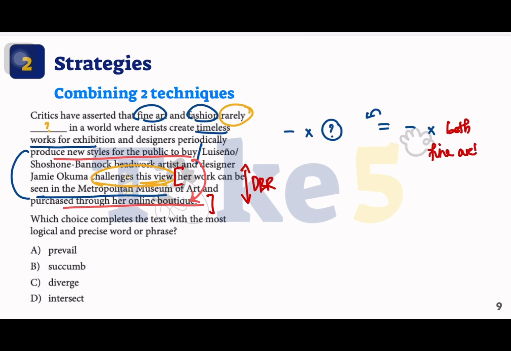Let's assign a positive indicator here. So solving this gives you the question mark has to be positive as well, or the same meaning with both fashion and fine art. So the answer has to be intersect. So now you can see how each technique is very helpful in guiding you to find the correct answer in the words in context question. And combining two techniques with more advanced ways of dividing the two parts can help you solve even the most advanced question in the DSAT.